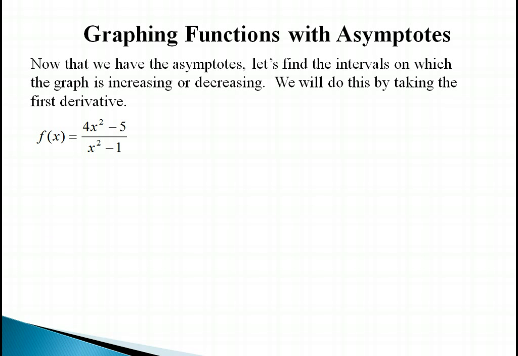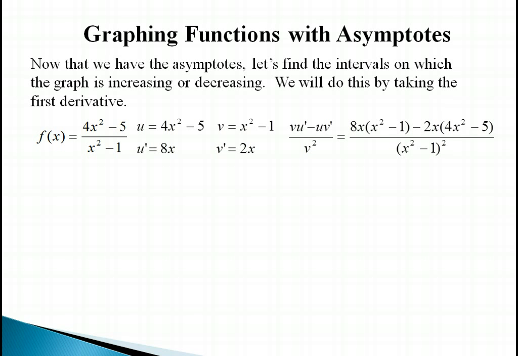Okay, now that we have our asymptotes, let's go ahead and figure out on what intervals the graph is increasing or decreasing. And we can do that by taking our first derivative. We're going to let u equal our numerator and v equal our denominator, and then take the derivatives of both. Then we're going to plug into the quotient formula. So we're going to take the second times the derivative of the first, subtract the first times the derivative of the second, and divide by the denominator squared.